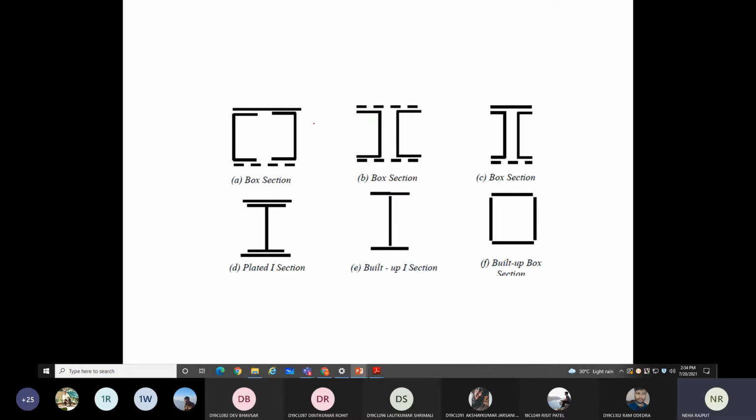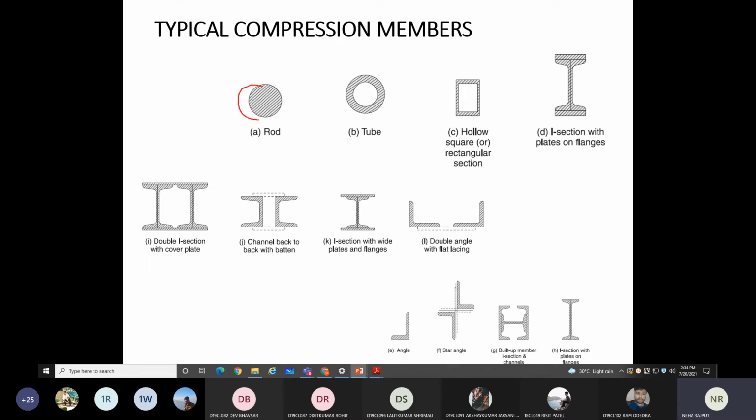Now here you can see, this is the solid steel section. This is the hollow circular section. This is the hollow square section. Now this is an I section. This is an I section, and on that one steel plate is provided. So this type of section is also there for the column member or compression member.